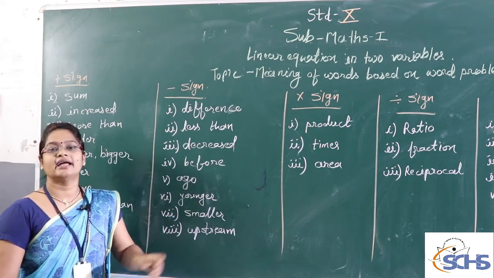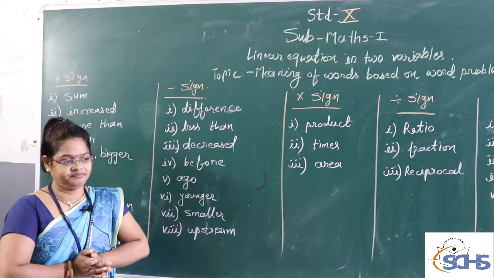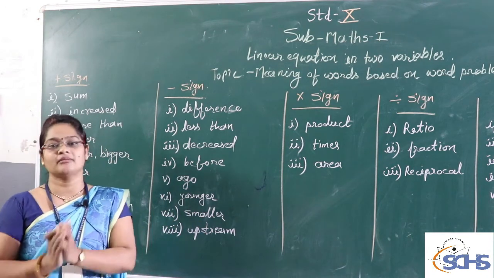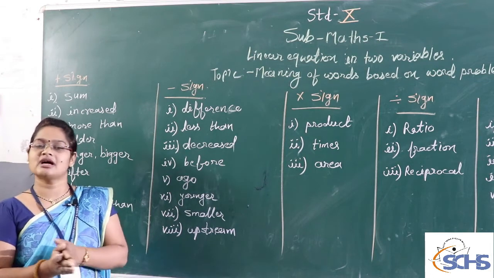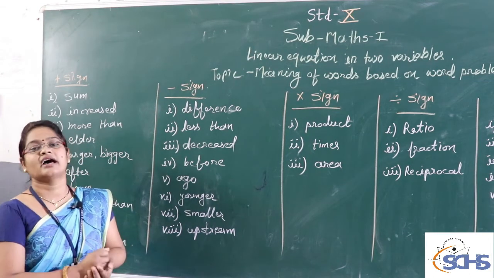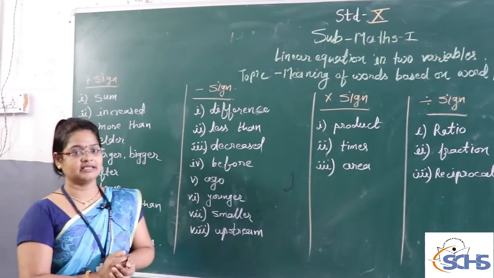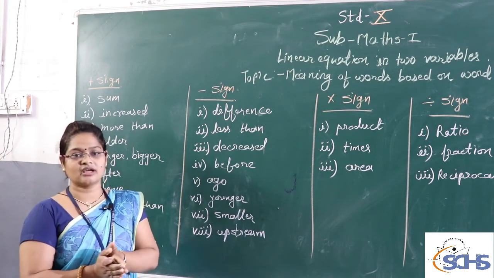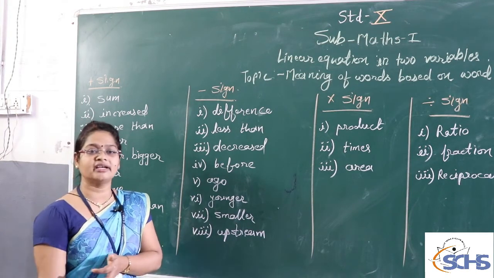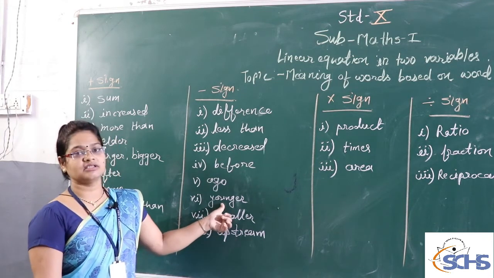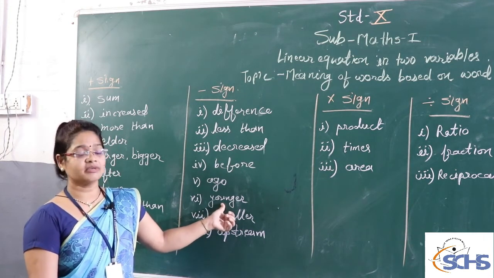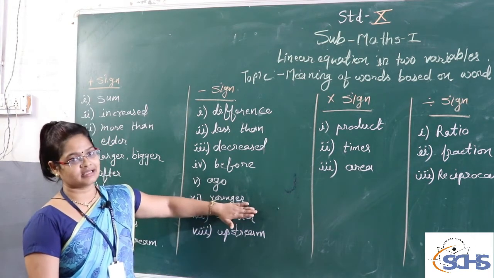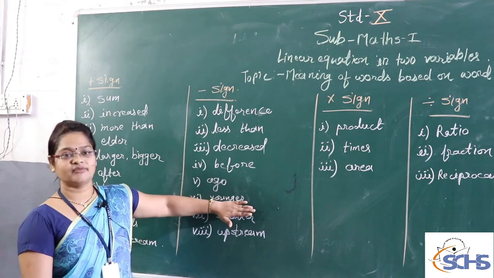Then younger. If there are two brothers like Ram and Sham, and Ram is younger than Sham. Suppose Ram's age is P years and Sham's age is Q years. I said Ram is younger than Sham by 2 years. So how will we write here? Q minus P is equal to 2. It means age of Sham minus age of Ram is equal to 2. Means here also we have used minus sign. So whenever younger is given, we have to use minus sign.